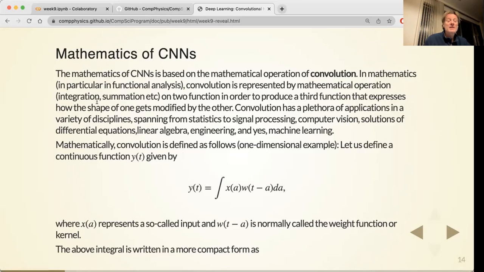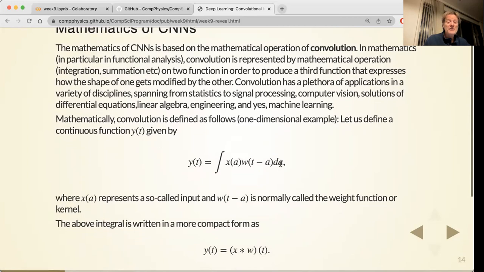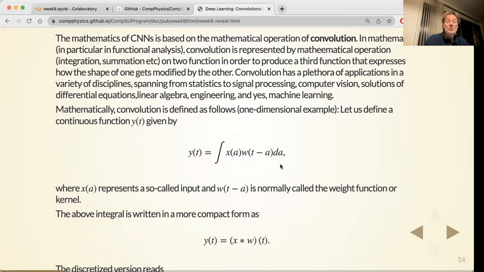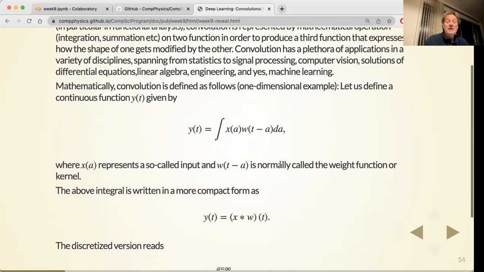In the mathematical operation of convolution, you operate on two types of functions to produce a third function that expresses how the shape of one of them gets modified by the other. Convolution has a plethora of applications in a variety of disciplines, spanning from statistics to signal processing. You have computer vision, solutions of differential equations, linear algebra, and actually machine learning here.